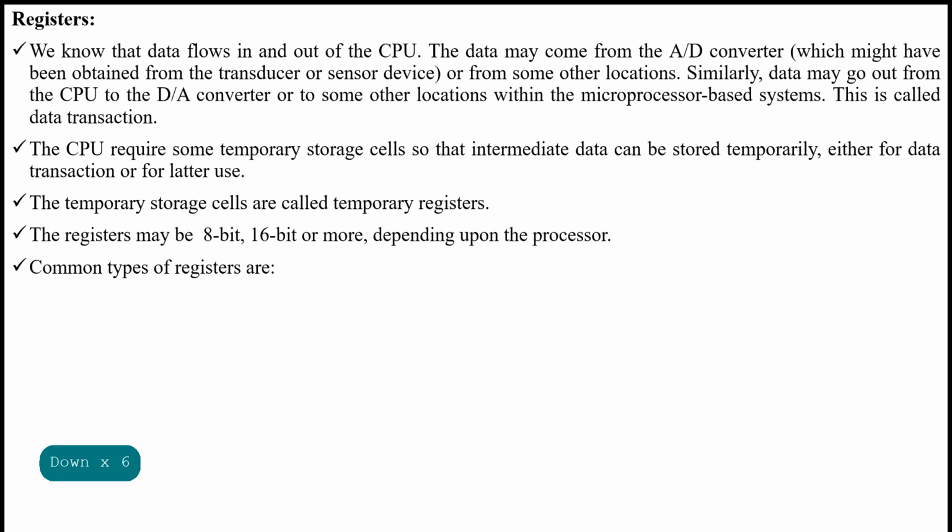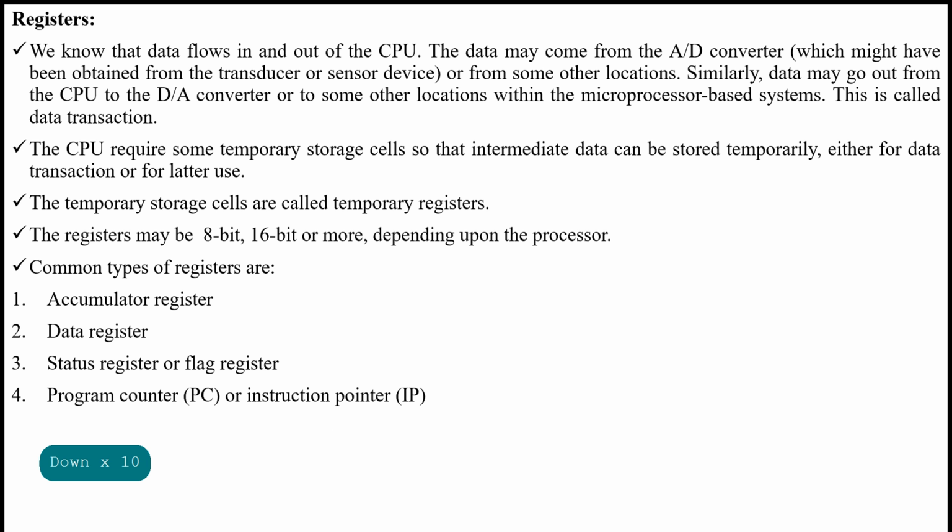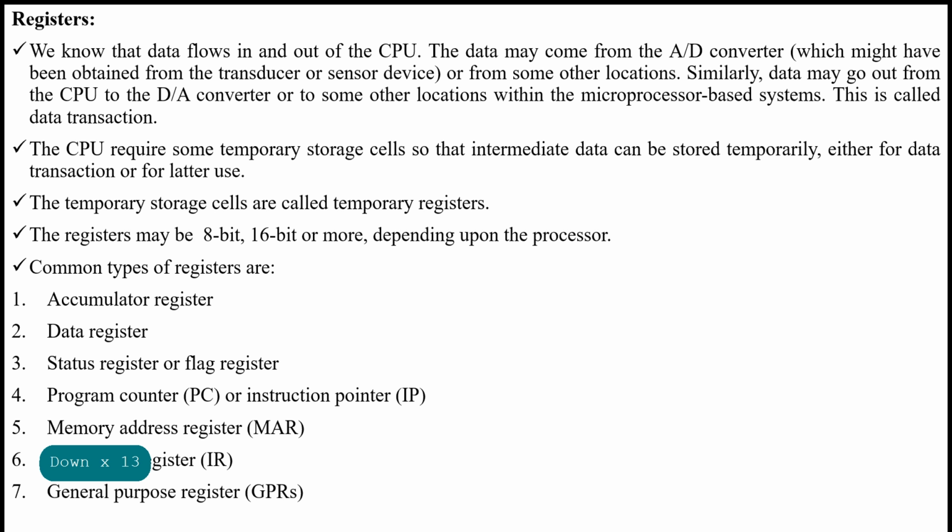Common types of registers are accumulator register, data register, status register or flag register, program counter PC or instruction pointer IP, memory address register, that is MAR, instruction register IR, general purpose registers, that is GPRs, and stack pointer register SP. There are many registers. These all are common types of registers. Okay.